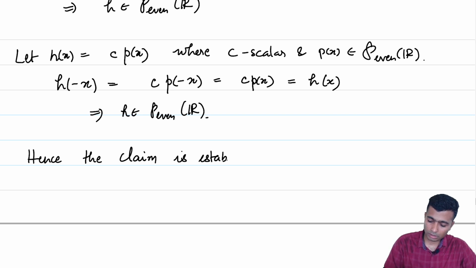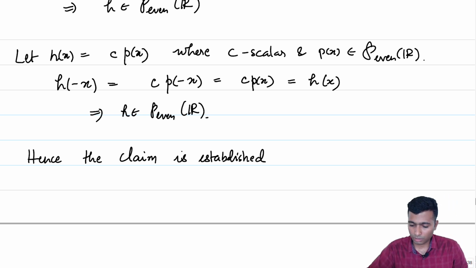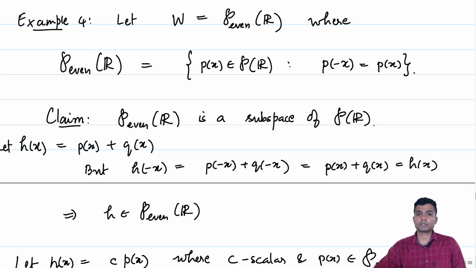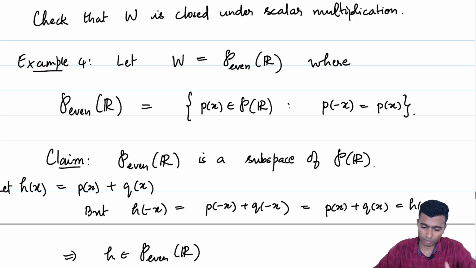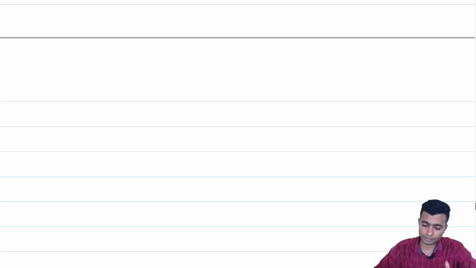Because that is precisely what the definition of the subspace says, that it should be a subset of P of R, which is true, and that it is closed under vector addition and scalar multiplication. So, let us look at one more example.